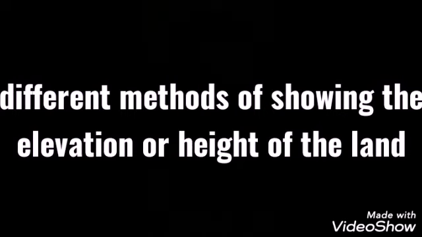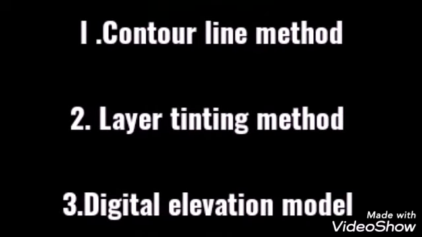There are different methods of showing the elevation or height of the land. There are three methods to show the elevation or the height of the land. First one, contour line method. Second, layer tinting method. Third, digital elevation method. So students, we will see in detail all these three methods.